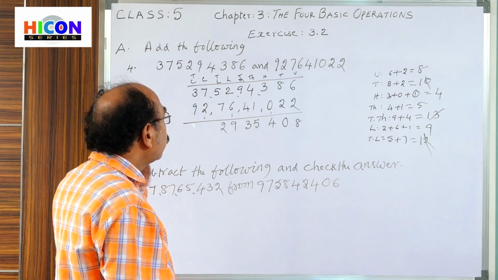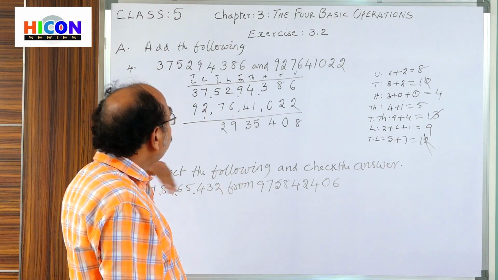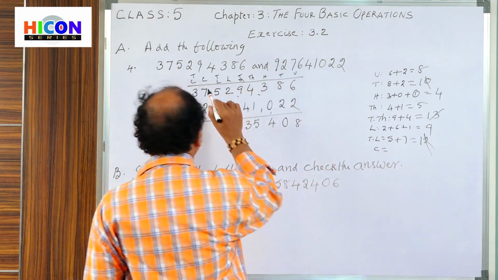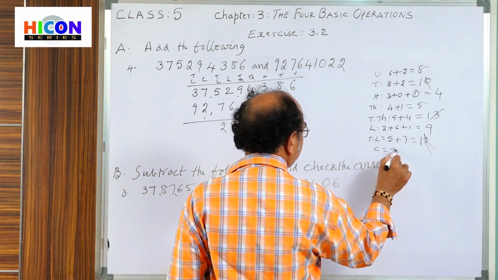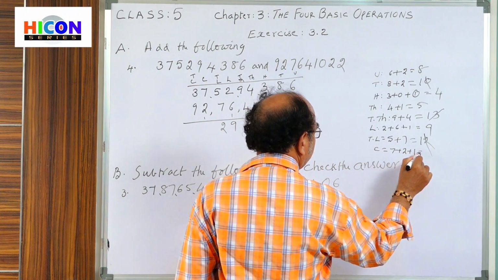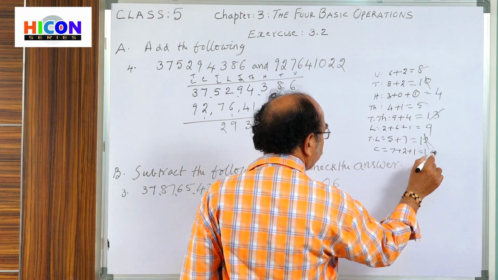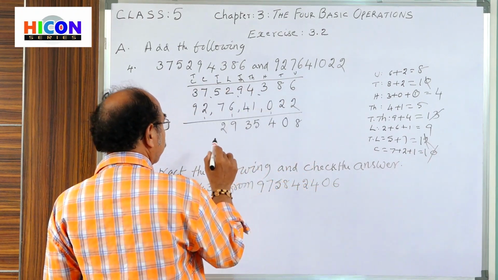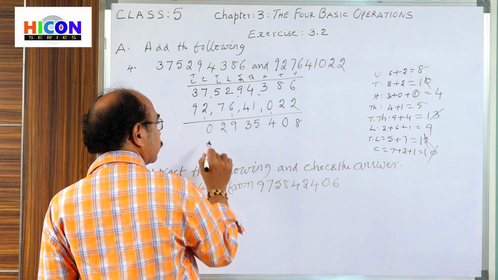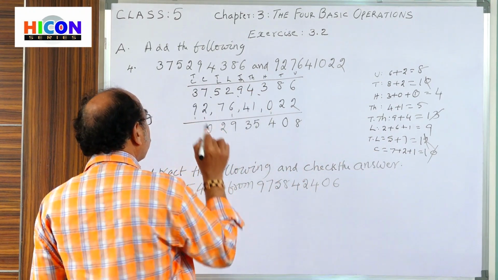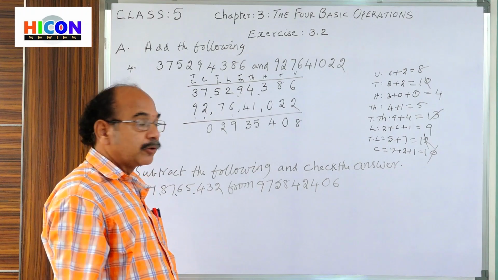Okay. Now add the digits of crores place. That means 7 plus 2 plus 1. How much? 7 plus 2, 9, 9 plus 1, 10. So strike out 0, write it in the crores place, and 1 is to be carried to the 10 crores place.